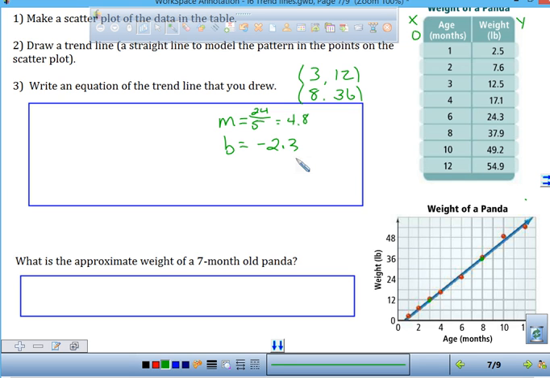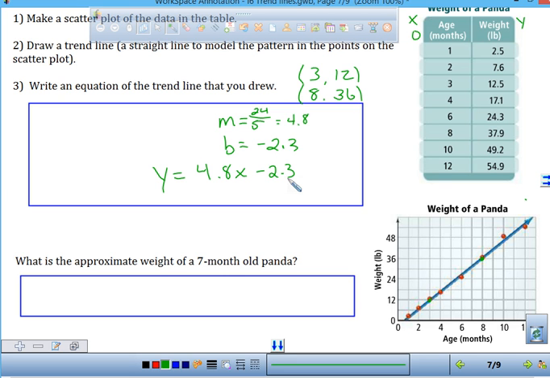So now we have our slope and our y-intercept. What's our equation? In this problem, what did we say X represents? The age. And what does the Y represent? The weight. Okay.